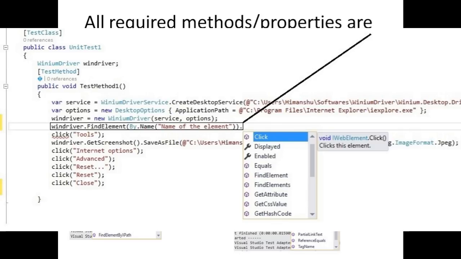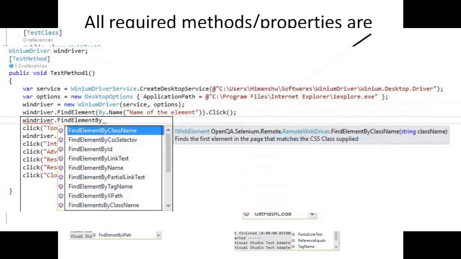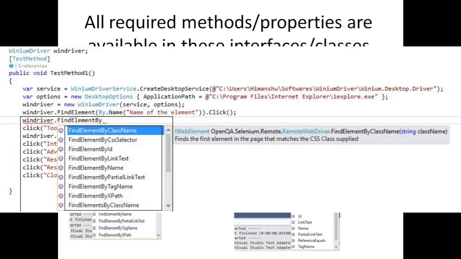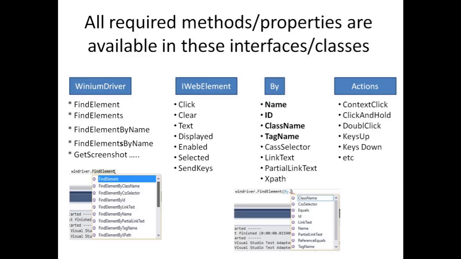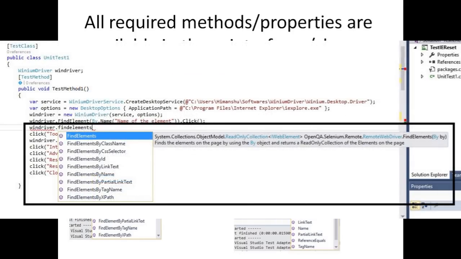If you want to use it, then you have to create a By object and pass it to this method. Well, there is an alternative to this, and that is FindElementByName, FindElementByClassName, FindElementByID, and so on and so forth, which is more convenient. So it's up to you which way you select. Both will return the web element to you. The FindElements method finds all the elements on the page by using the By object and returns a read-only collection of the elements on the page. So once you have that collection, you can use collection indexing and get that element.